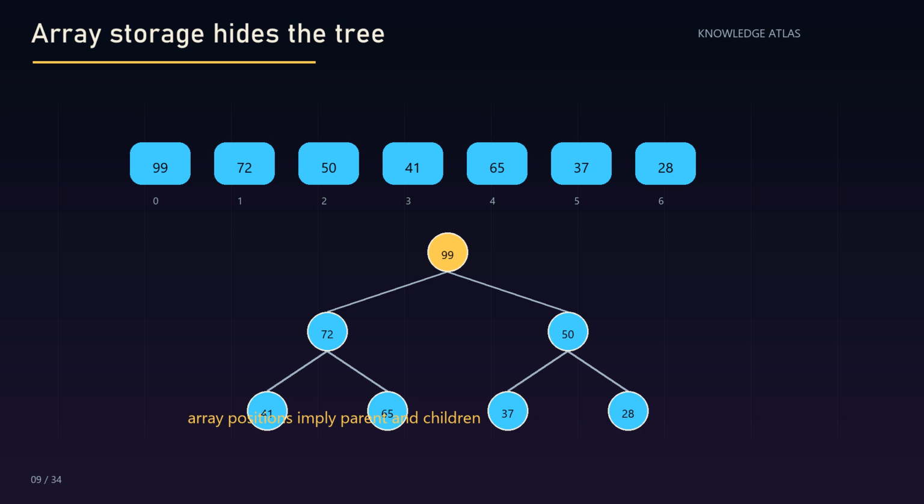Most heaps are stored in an array. The tree is a mental view. The array positions imply parent and child relationships. That is why heaps are compact, no separate pointer boxes are needed for the ordinary binary heap.